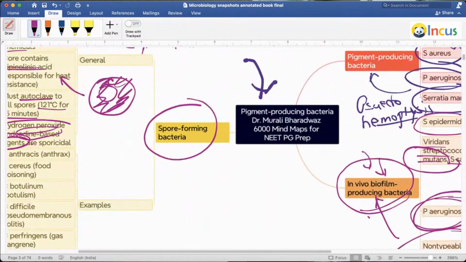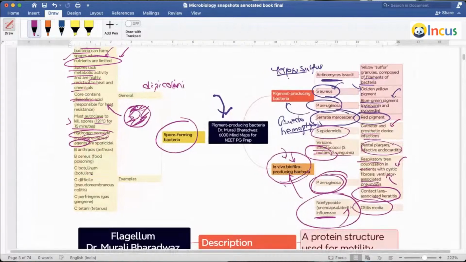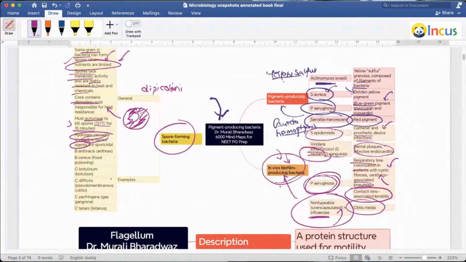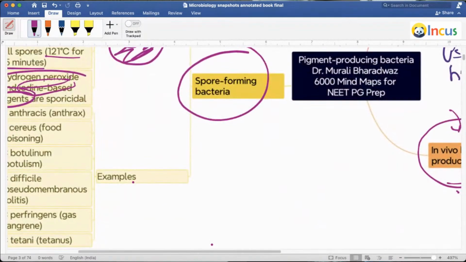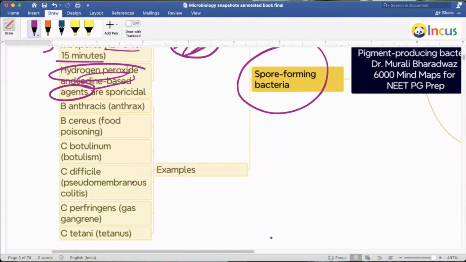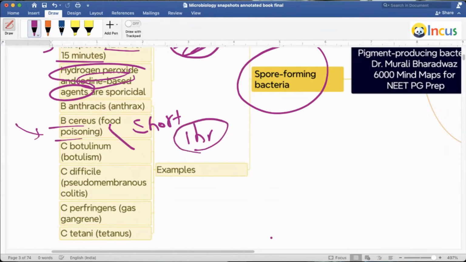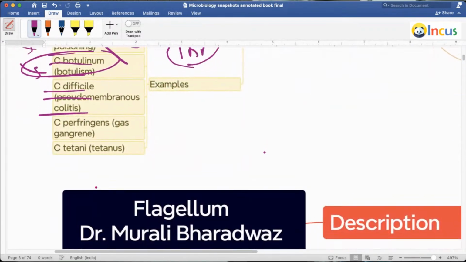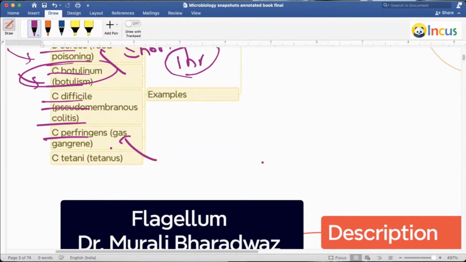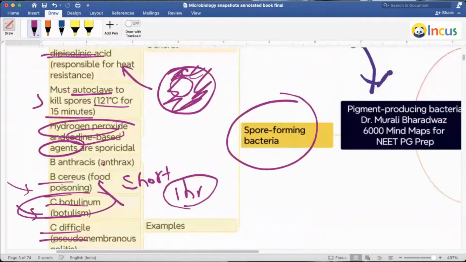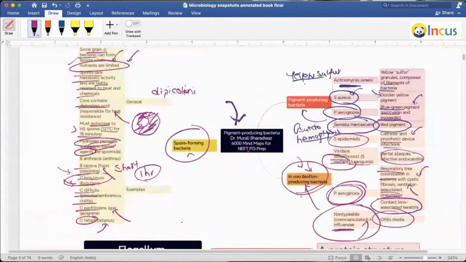Ultimately, you need to know what are all the examples of the spore-forming bacteria, doctor. You should remember anthrax, Bacillus cereus, which leads to food poisoning. This has a short incubation period, only 1 hour is the incubation period of Bacillus cereus. Similarly, Clostridium botulinum, which leads to botulism. Clostridium difficile, which leads to pseudomembranous colitis. Clostridium perfringens, which leads to gas gangrene. Clostridium tetani. These are all the examples of the spore-forming bacteria.